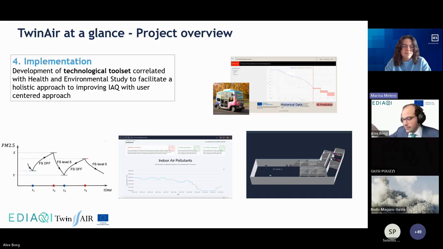Next slide, please. So here our implementation focuses on developing this technological toolset that is linked with health and environmental studies, and it's designed around a user-centered approach. So this is where the digital twins come in, our work comes in. It's not abstract models, but a practical tool to support day-to-day and strategic decisions for the different types of users. Next slide.